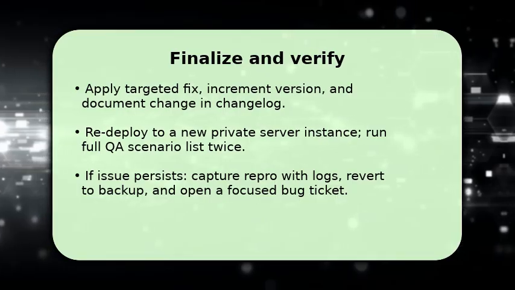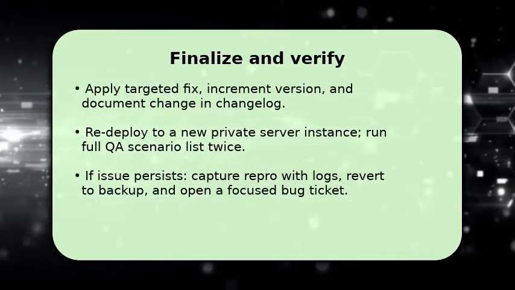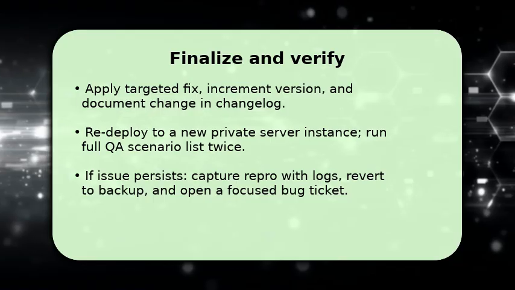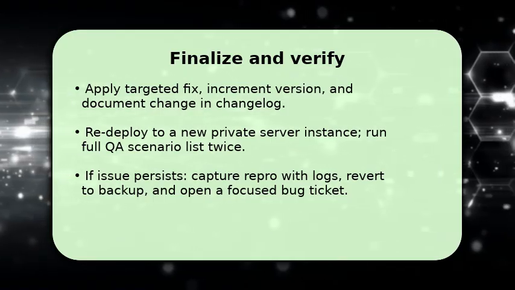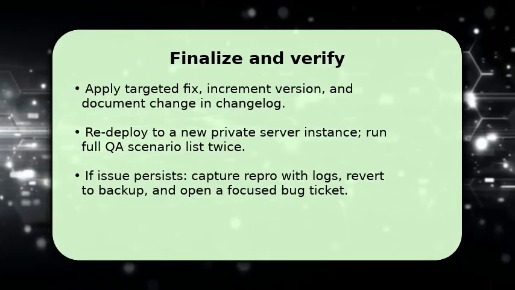Then deploy to a fresh private server instance and run the full QA checklist twice, exercising the original reproduction steps and edge cases. Make sure to monitor logs for regressions and confirm stability over several resets.